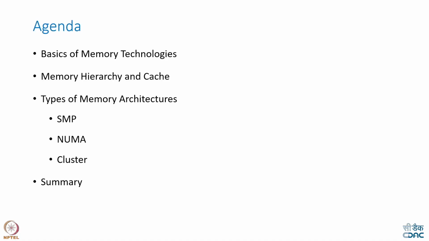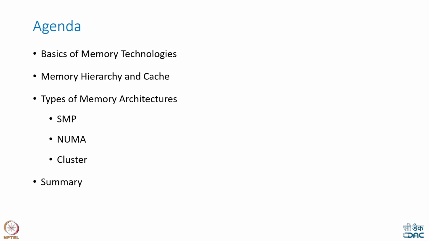Hello, today we are going to see how memory of a supercomputing system is organized. The performance of a supercomputing system depends upon how well the memory serves data and code to the CPU. Hence, understanding the nuances of the memory subsystem is very important. This is the agenda for today's lecture.